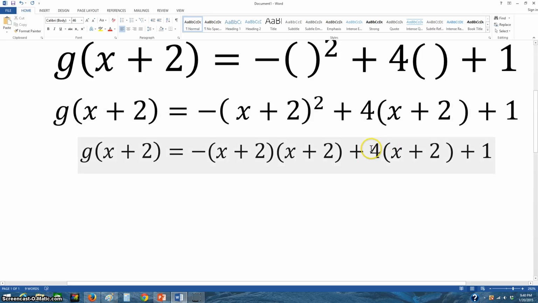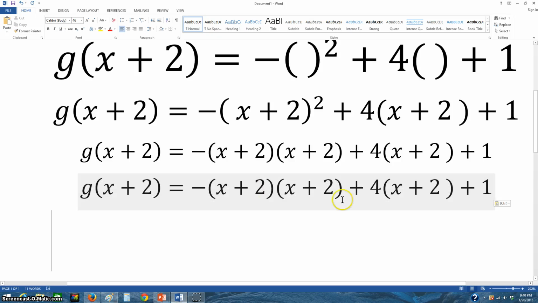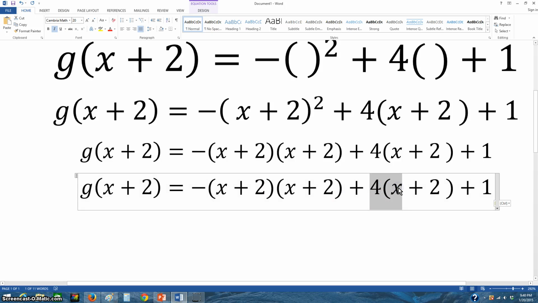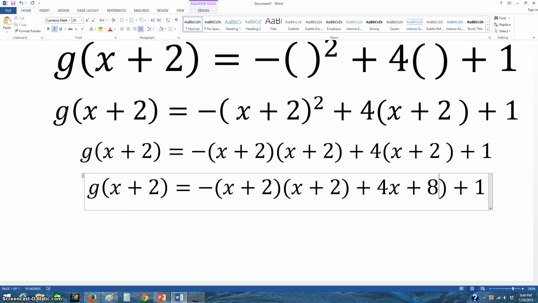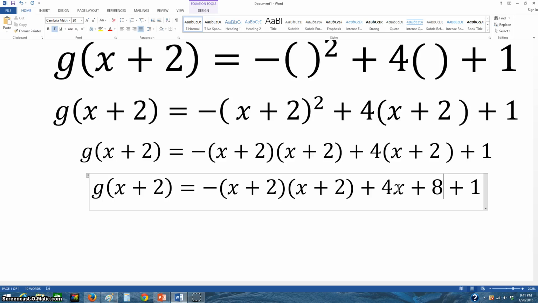I think what I want to do is go ahead and distribute this 4 to both of these terms in here. So that's exactly what I'm going to do. And I get the following. I get 4x plus 8. Okay, does everyone agree with me so far?